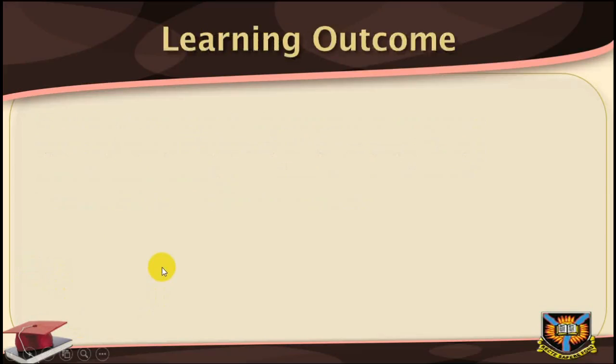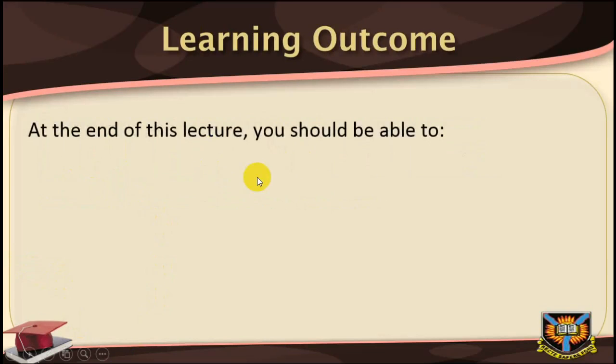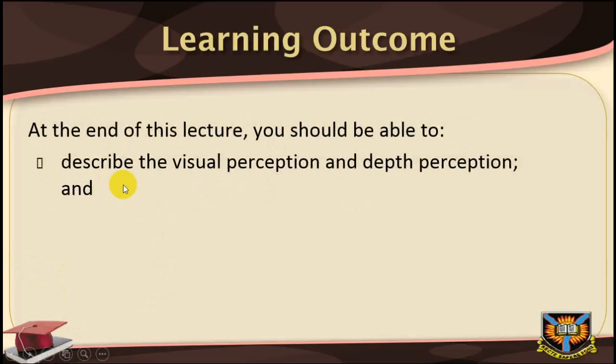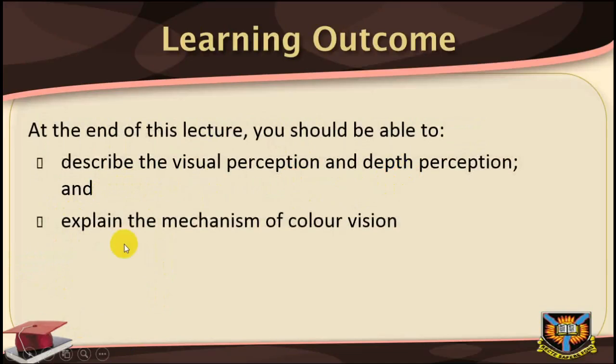Objectives. At the end of this lecture, you should be able to: 1. Describe visual perception and depth perception, and 2. Explain the mechanism of color vision.